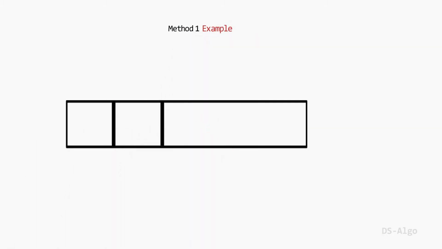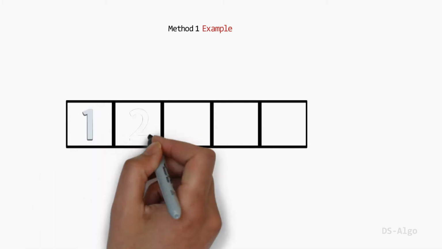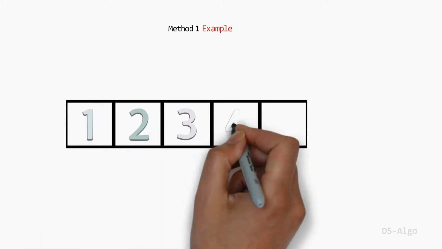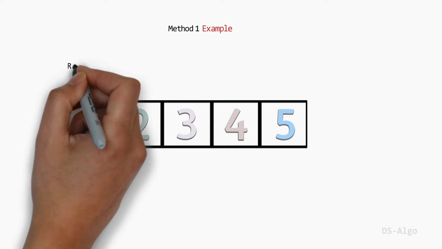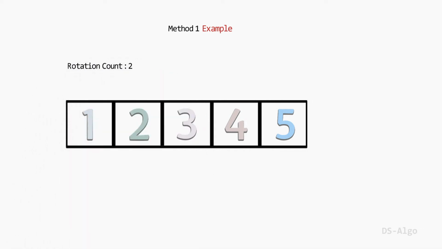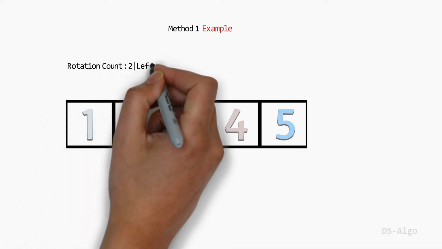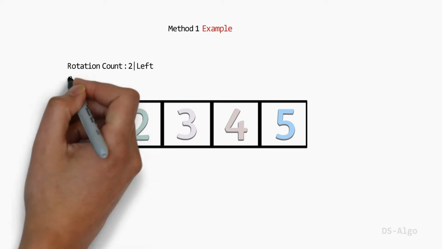Example. Let an array be 1, 2, 3, 4, 5 and we have to rotate this array by 2 positions towards the left direction. Here r is 2.